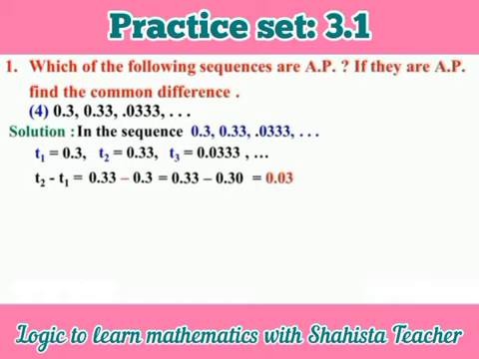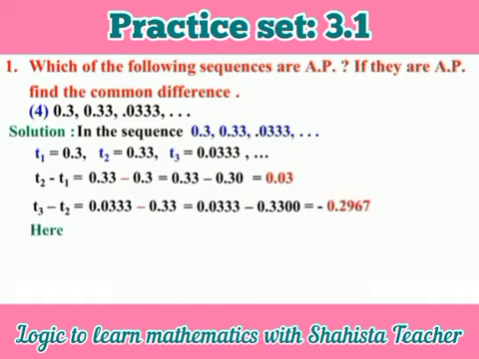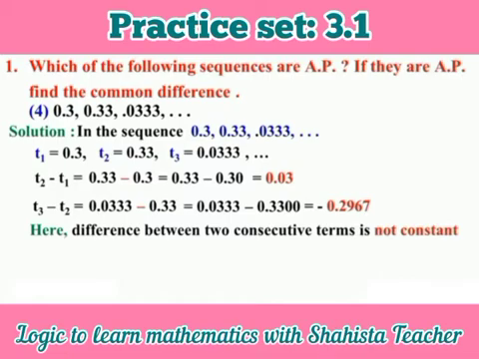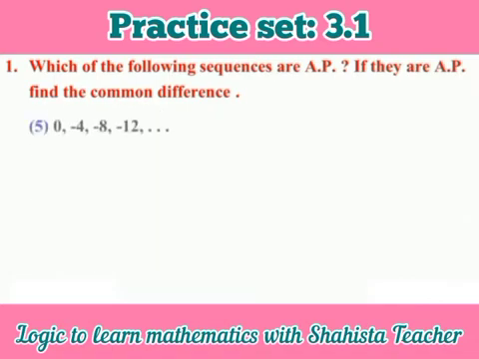So it will be 0.03. Now here T3 minus T2. So 0.033 minus 0.33. So it will give us again 0.333, 0.3300. After subtracting, we get here minus 0.2967. Hence, here the difference between two consecutive terms is not constant. Therefore, the given sequence is not an arithmetic progression. Is that clear? So simple and easy to understand.